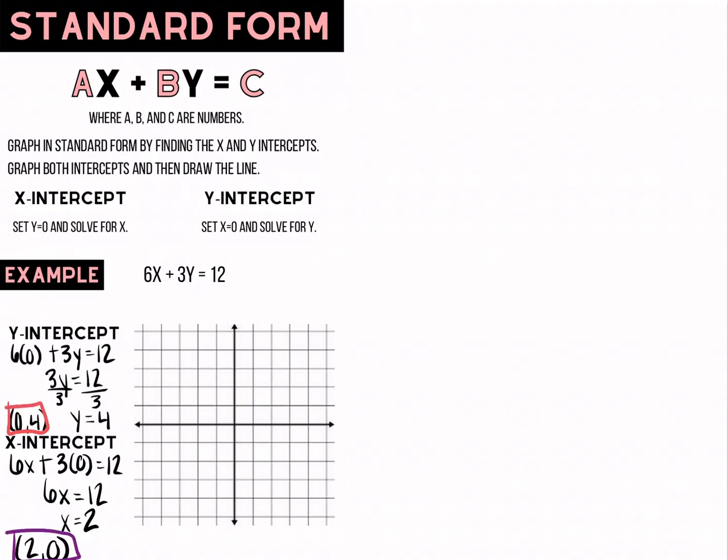So 0, 4 goes right here, 1, 2, 3, 4. And then 2, 0 would be right here. Once you have that, you literally just draw your line. Ta-da! We graphed an equation in standard form. That's literally it. You find the x and y intercepts, graph them, and draw the line.